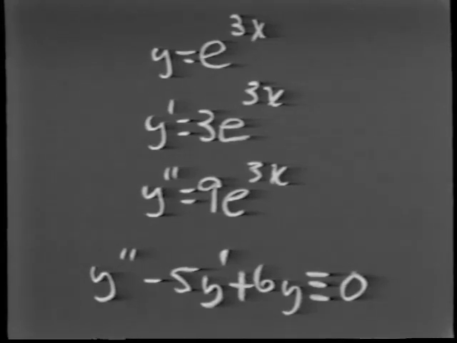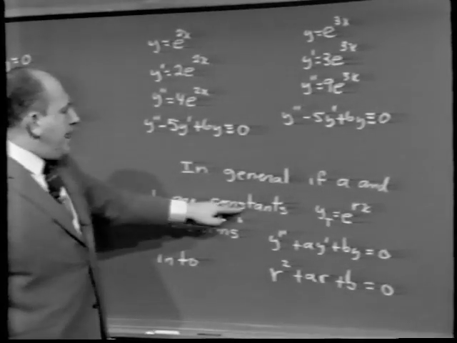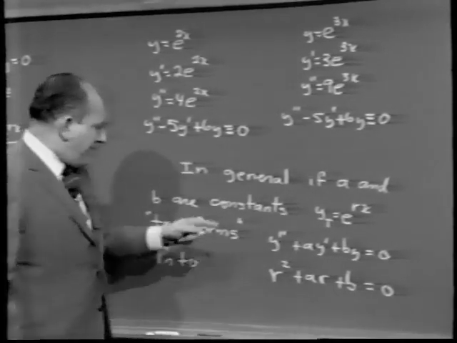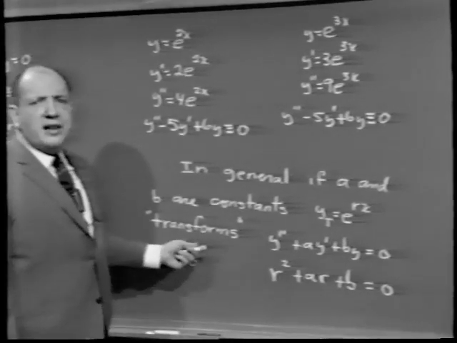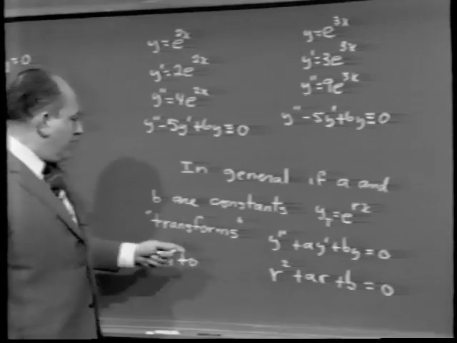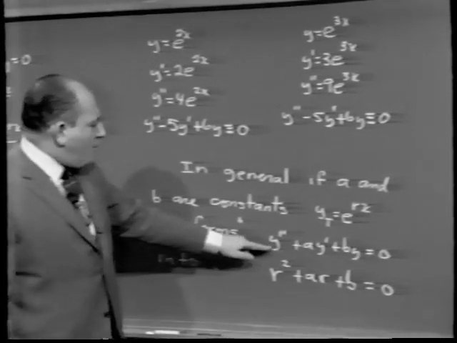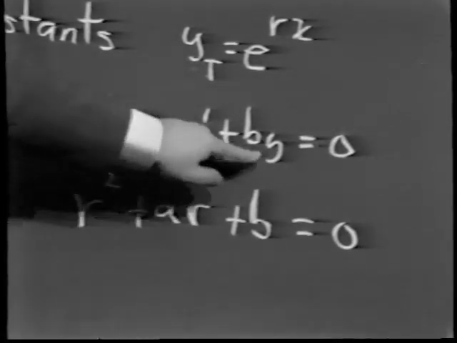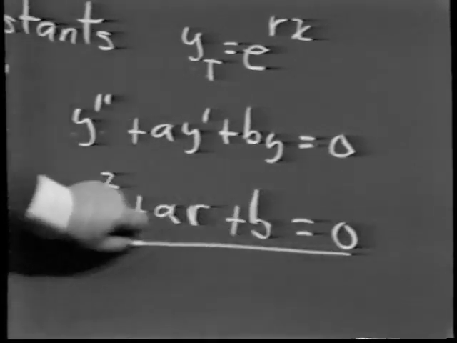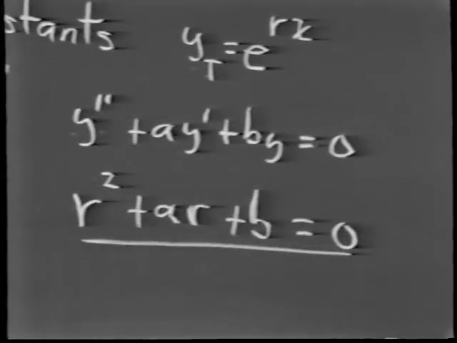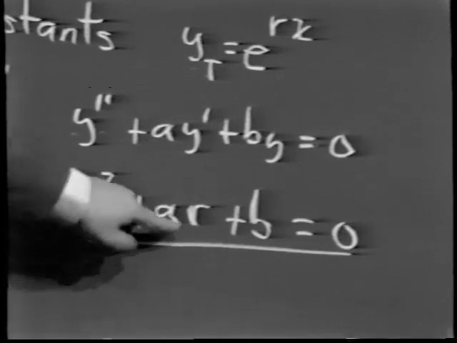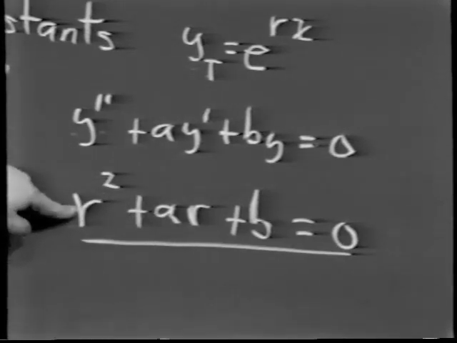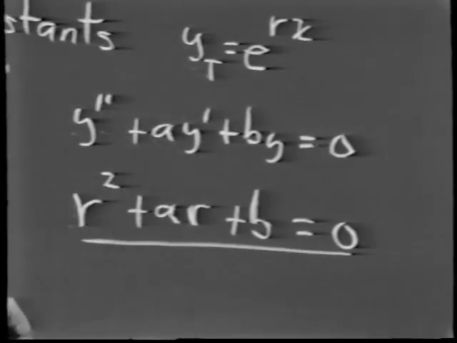And again, you see what this powerful technique is. In general, if a and b are constants, the substitution y sub t equals e to the rx, and there'll be a problem in the exercises on this to give you additional drill, transforms the second-order differential equation y double prime plus ay prime plus by equals 0 into an equivalent quadratic equation r squared plus ar plus b equals 0. And from this equation, using the quadratic formula, we can find the values of r that satisfy this, and that gives us a couple of solutions to the equation.